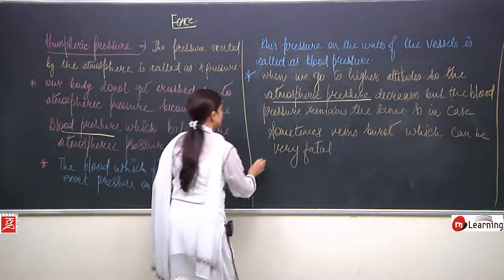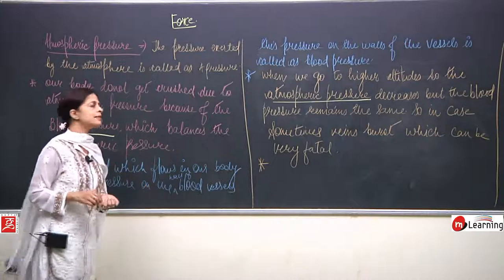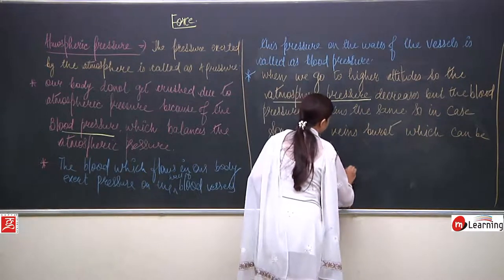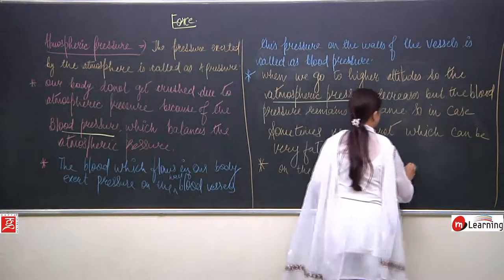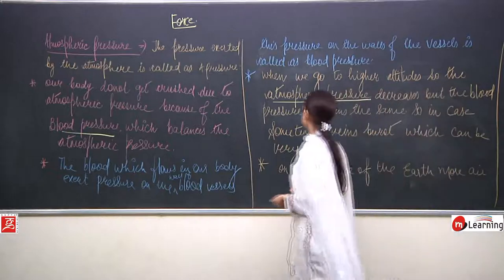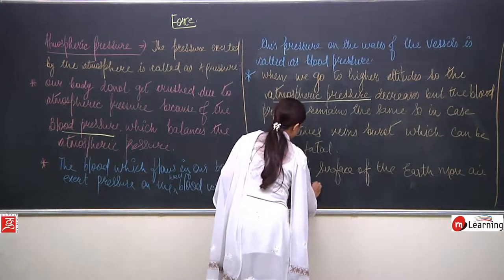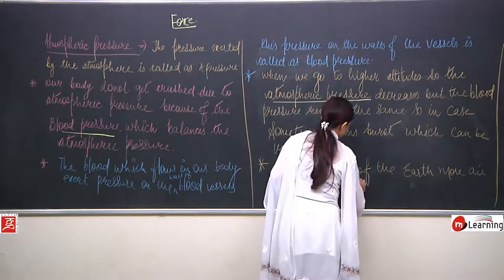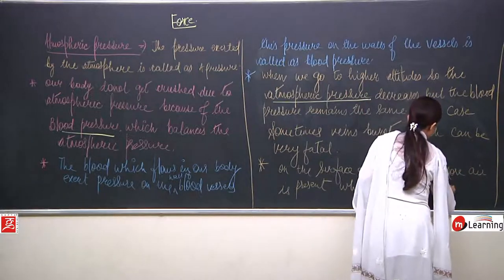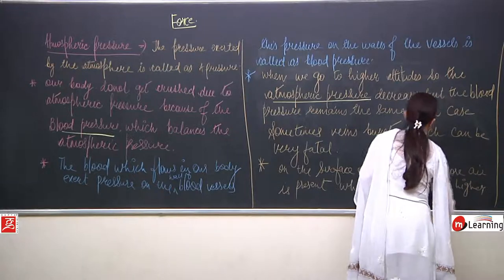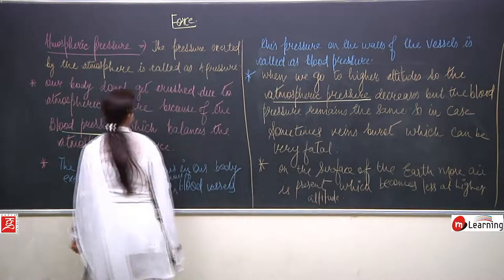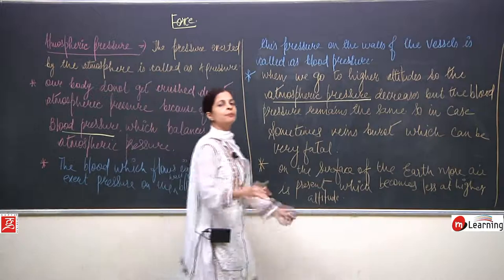Now if I ask why atmospheric pressure is low at higher altitude, that also we will write over here. Why is atmospheric pressure low? Because on the surface of the earth, more air is present, which becomes less at higher altitude.